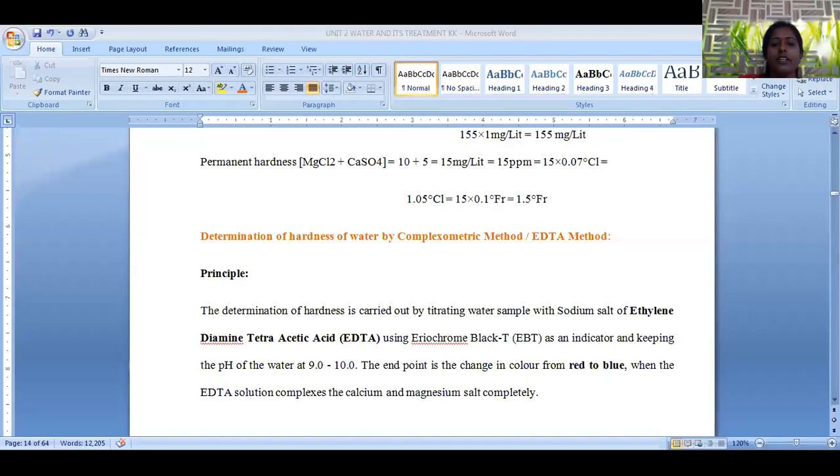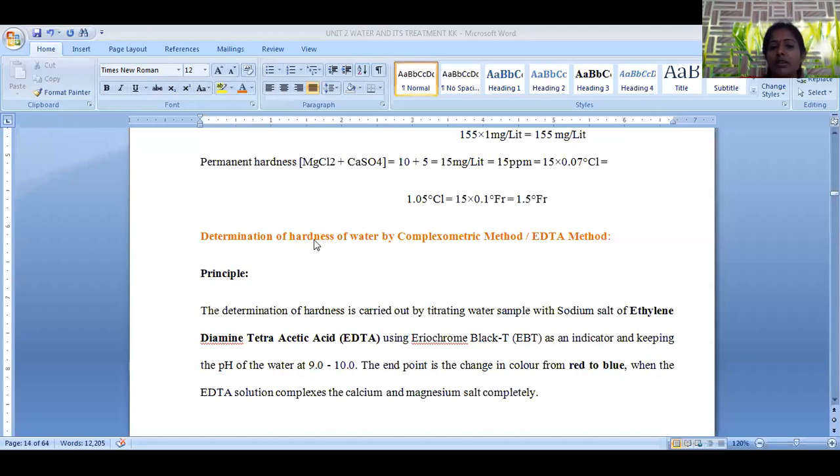So, determination of hardness present in the given water sample by using complexometric titration. Complexometric titration is when EDTA, called ethylene diamine tetraacetic acid, is added to water. This EDTA is able to form a complex with calcium and magnesium ions, which are responsible for hardness. That's the reason why it is called a complexometric titration.